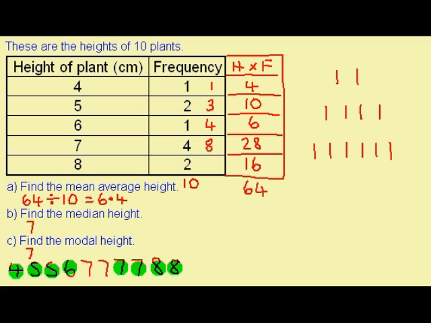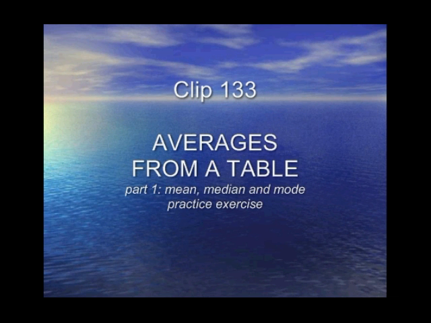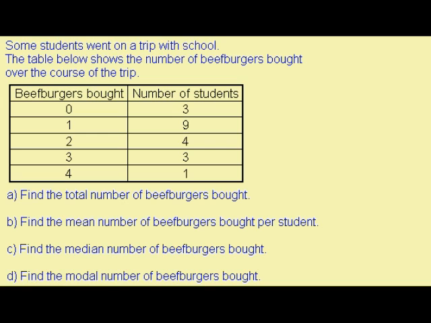So these are our two methods, slow but sure, and quicker but more complicated. You need to decide which method is right for you and then use it for the next question. Here's a question for you to try. Press pause and have a go at it. When you're ready to see me go through the answers, press play again.